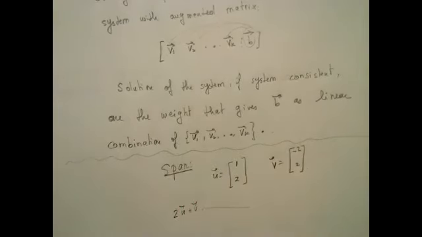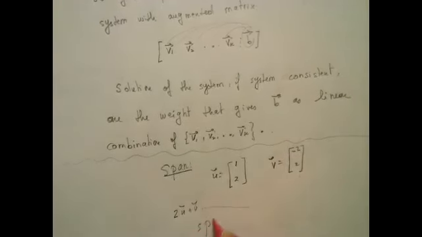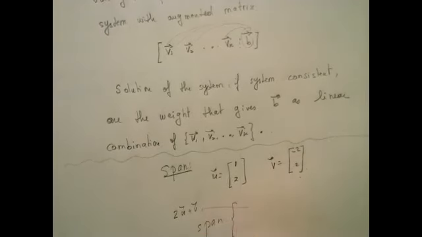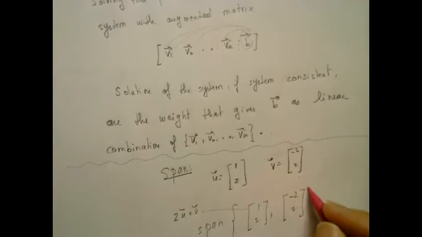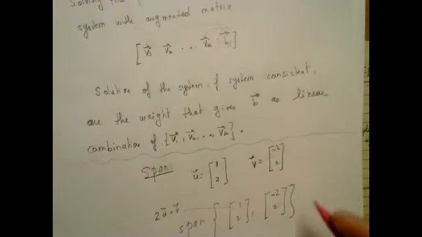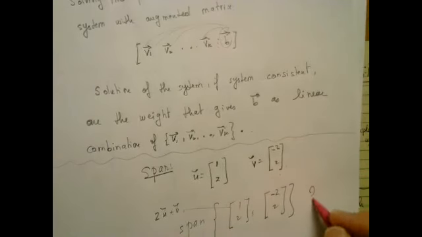Since I can form a lot of them, the question is, what if I take the collection of every possible linear combination? What do I get? So I take every possible linear combination of those two vectors, and we're going to give them a name. We're going to call them the span of those two vectors. And we're going to ask ourselves, if I take every possible one, what do I get?